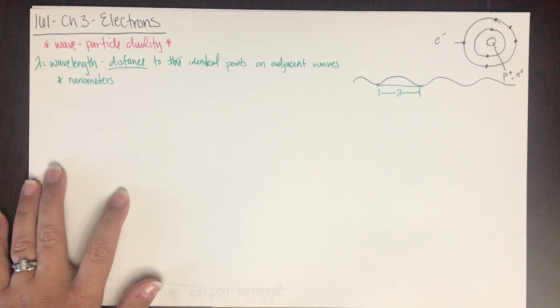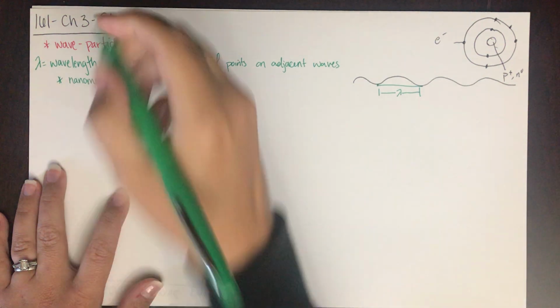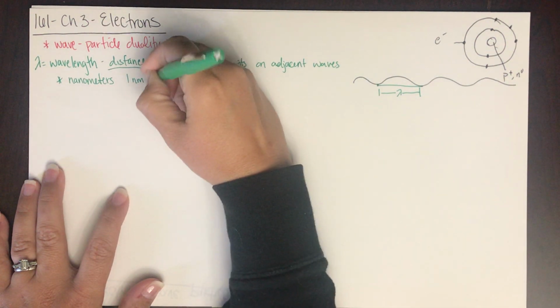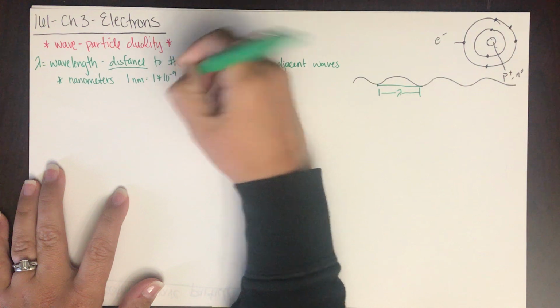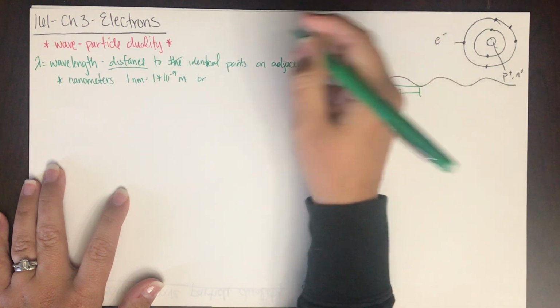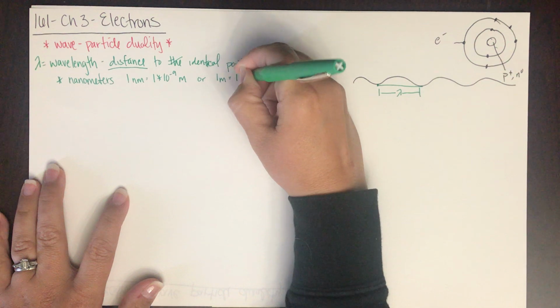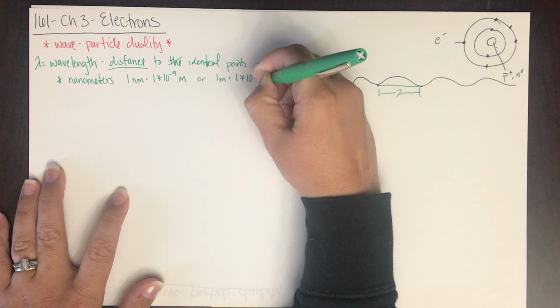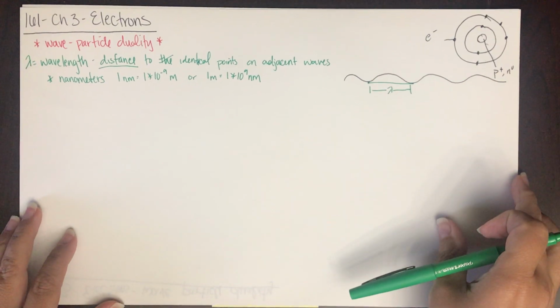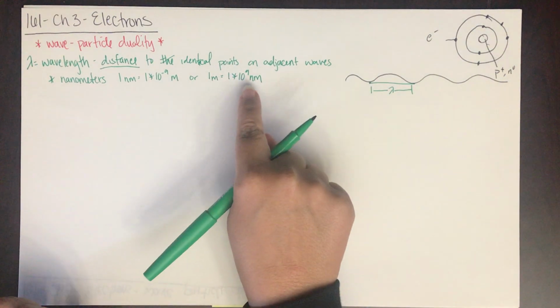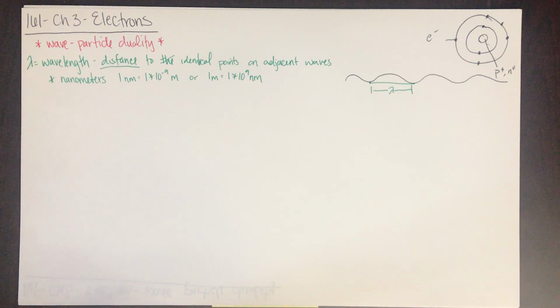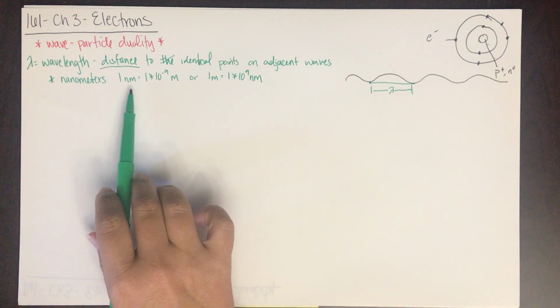If you remember back to our prefixes from chapter 1, 1 nanometer equals 1 × 10⁻⁹ meters, or it's the same thing as saying 1 meter equals 1 × 10⁹ nanometers. So a nanometer is very small. There's 1 times 10 to the 9th nanometers in 1 meter. So make sure you're paying attention to units, because most of the time when you're solving for wavelength, it will ask for a wavelength in nanometers.